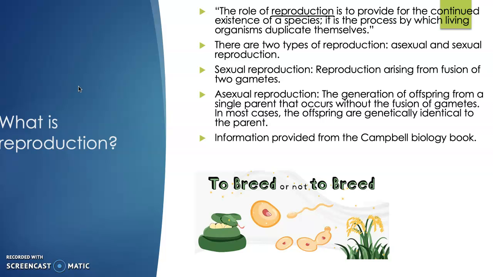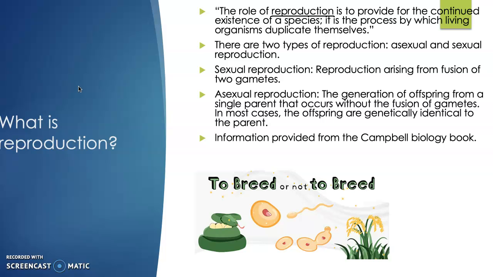In this first bullet point, I took from a website that is cited at the last slide. The role of reproduction is to provide for the continued existence of a species. It is the process by which living organisms duplicate themselves. There are 2 types of reproduction that can occur within these 3 organisms.